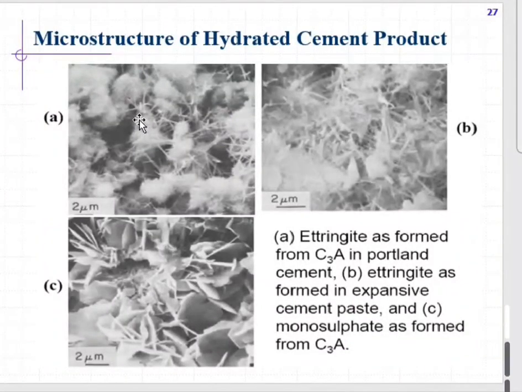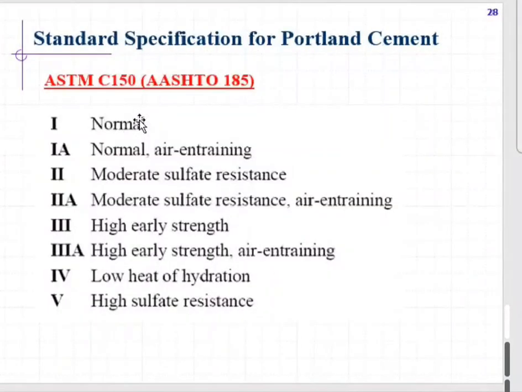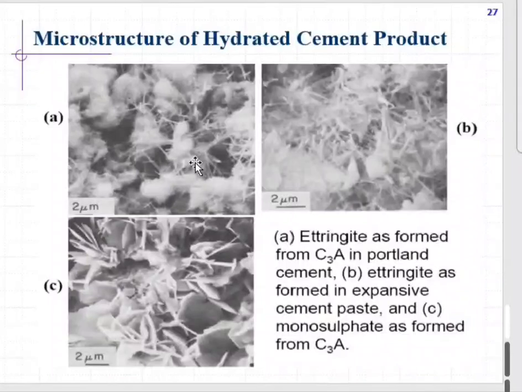Expansive means it has more volume. So that's why we see that cement right at the start of this reaction has high volume. Later on it squeezed, or it went down. But still this ettringite is an unstable one. It cannot take more load.